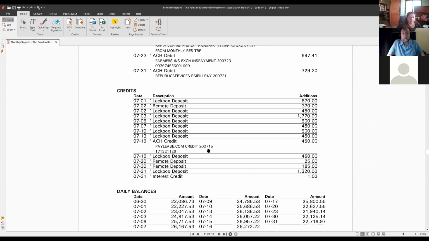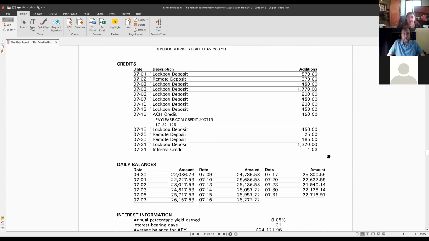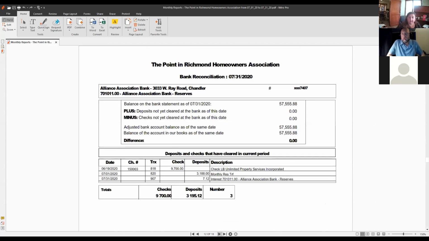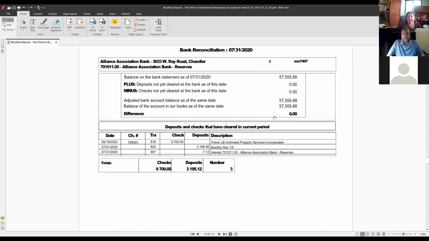So Paylease is going away at the end of the month. Yay, they're such a pain. But you will still see those transactions here. Most of our deposits do come through lockbox deposit. And then of course, they earned a small interest of $1.03. At the bottom of your bank statement, it does spell out exactly what interest rate you're receiving on those funds. And it could fluctuate depending on how much money you have in the account.